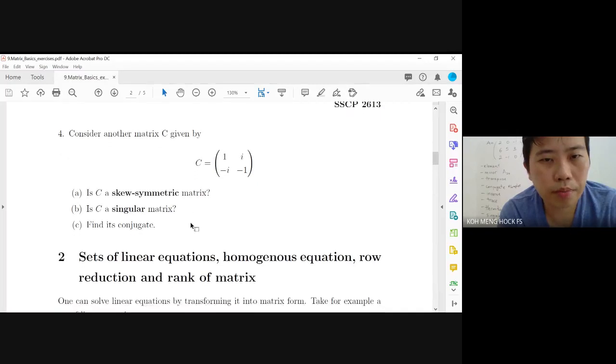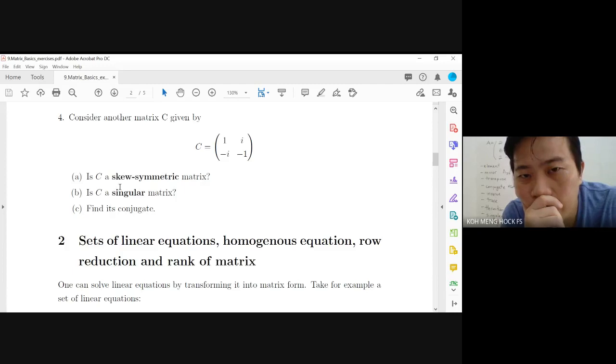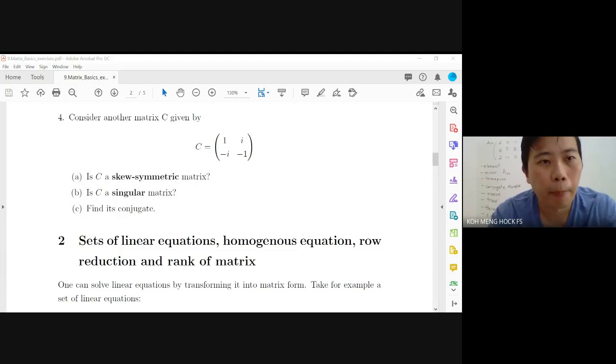So number 4. Number 4, I think you might come across another new term, which is a skew matrix. So is C a skew matrix? So what is your answer? Yes or no? Do you think C is a skew matrix? Skew symmetric.